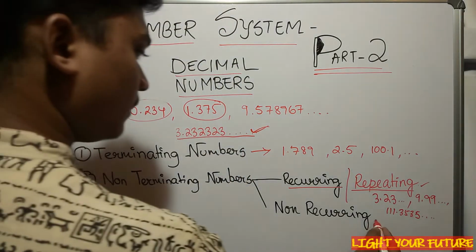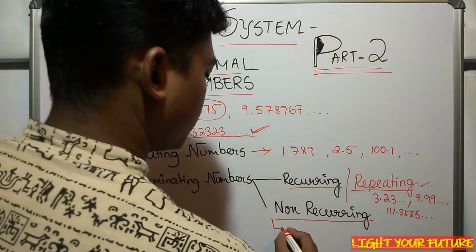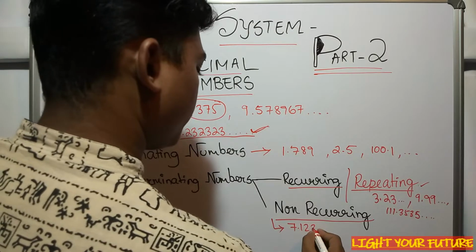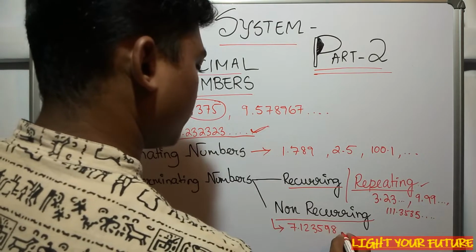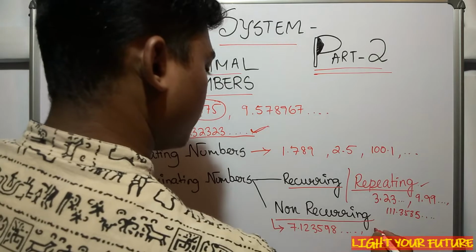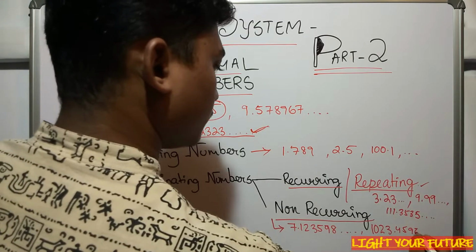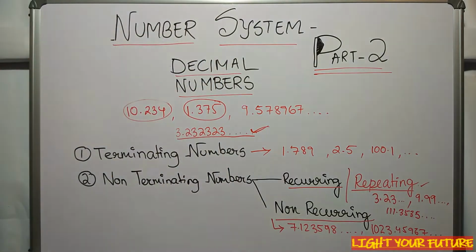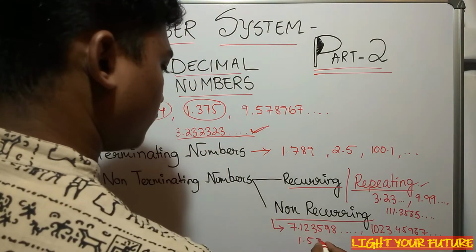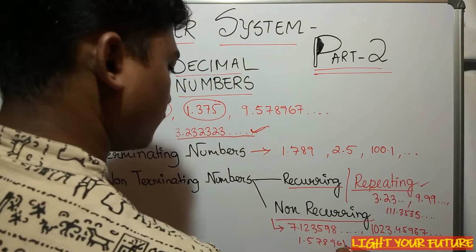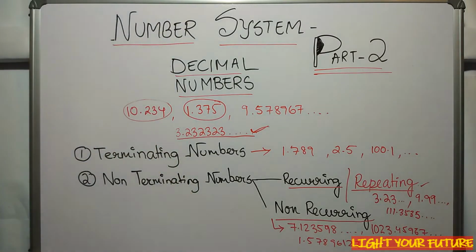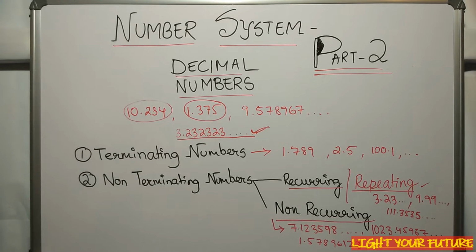Now we will see non-recurring numbers. Non-recurring numbers are 7.123598 and so on, 1023.45987 and so on, 1.57894163 and so on. These numbers are not ending and not repeating either. So such numbers are called non-recurring, non-terminating numbers.